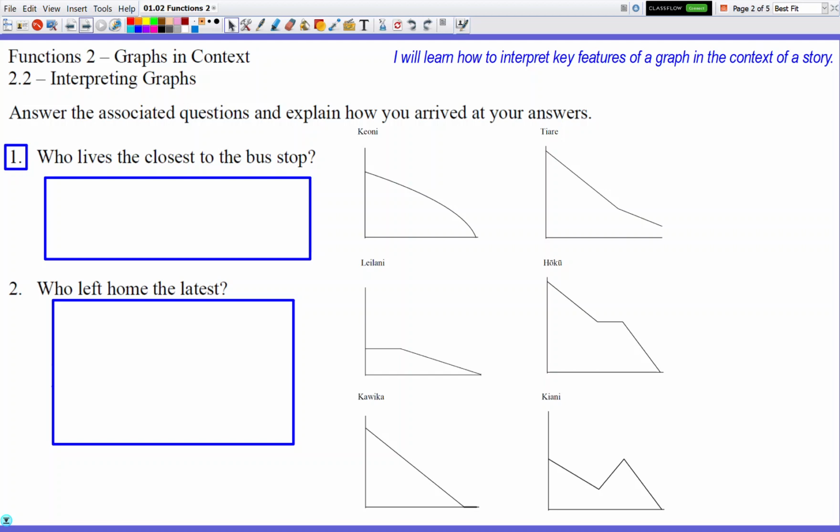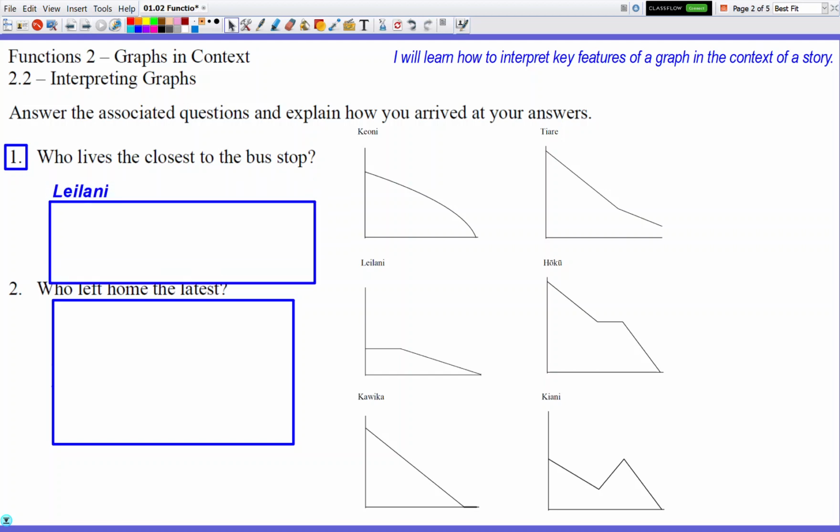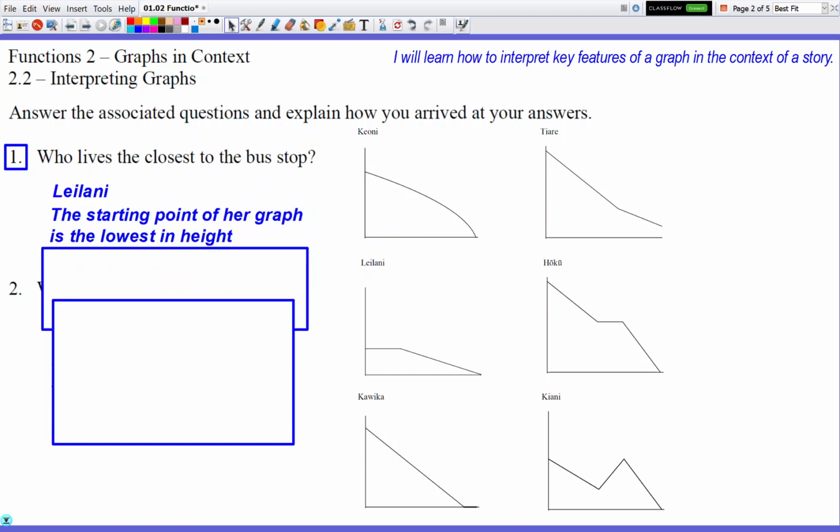You're going to look around, and you might say, I think Leilani's graph starts lowest. Kiani's graph starts pretty low, but if you just eyeball it, Leilani's graph is much lower than everybody else's. So the correct answer should be Leilani. Let's see if my guess is correct. Yep, Leilani is correct, and we also want to explain our answer. We're looking for a graph that starts low in height, so the starting point of the graph is the lowest in height. All right, there you go.